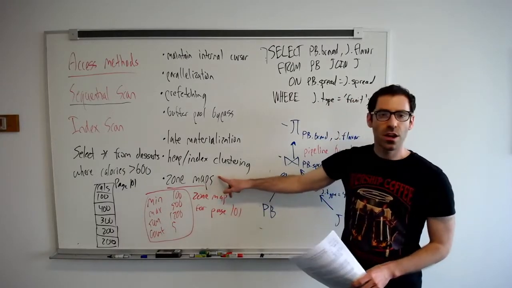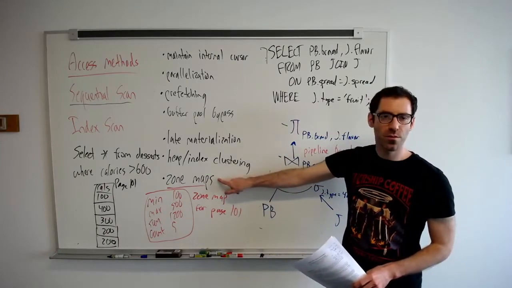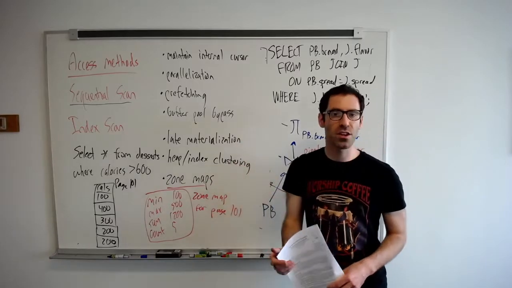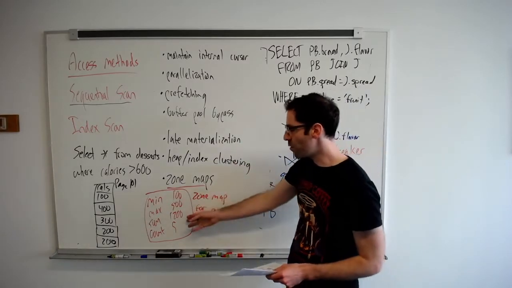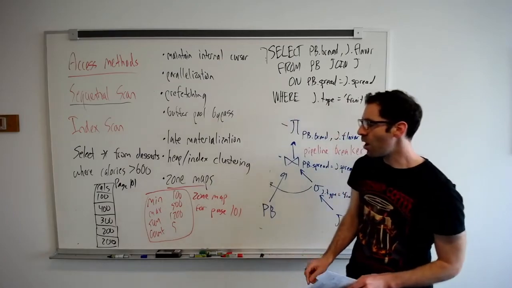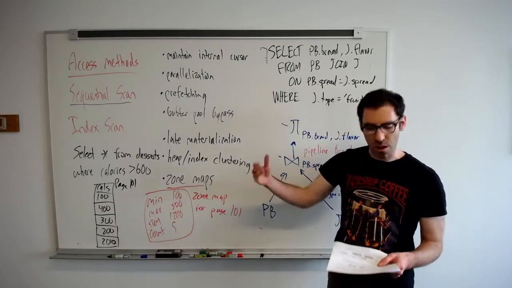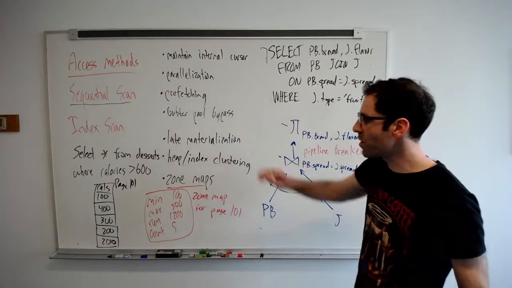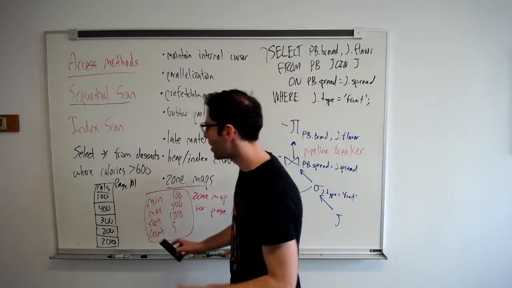I believe Postgres, for example, and SQLite don't support zone maps, but the fancy commercial systems do, and for certain kinds of workloads, these could definitely save a lot of disk I/O. So that's the sequential scan, and a number of different ways we might improve that.